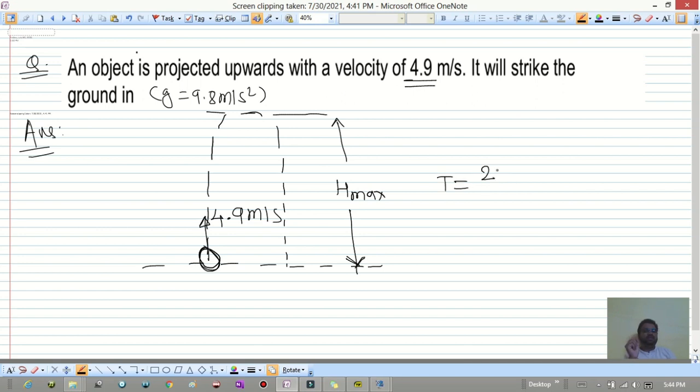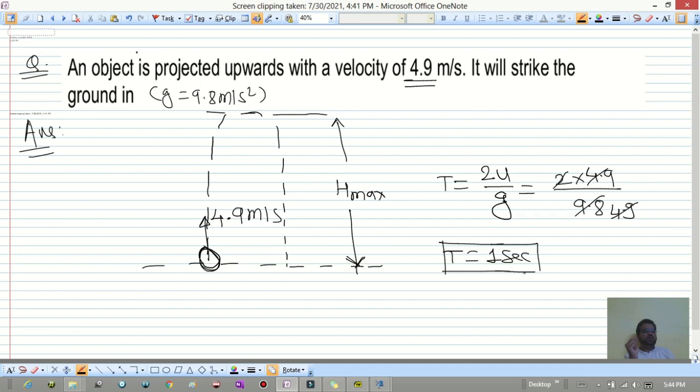So time of flight is 2u divided by g, which is equal to 2 into u, given 4.9, and g, given 9.8. So this gets cancelled. What is the time of flight? In 1 second only it will fall towards the ground, or it will strike the ground, we can say. So I hope this is clear.